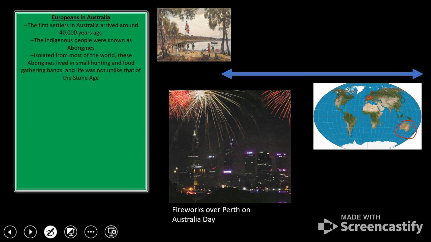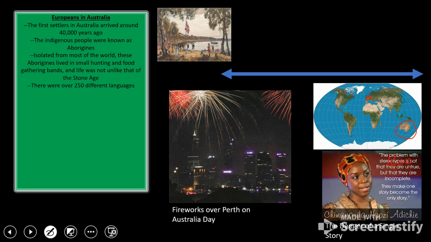Isolated from most of the world, the Aborigines, even at the time of 1600, 1700, lived in small hunting and food gathering bands, and their way of life was not really unlike that of the Stone Age people. Over 250 different languages were spoken. So again, we go back to the danger of a single story. We shouldn't forget about all of this history.